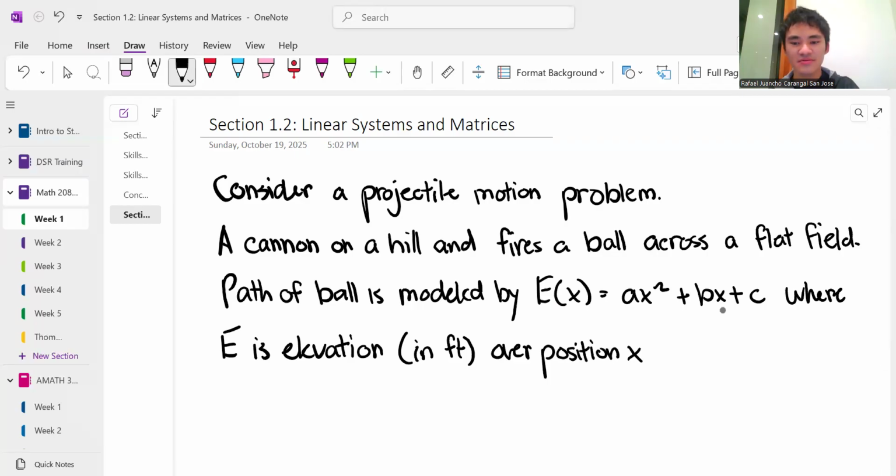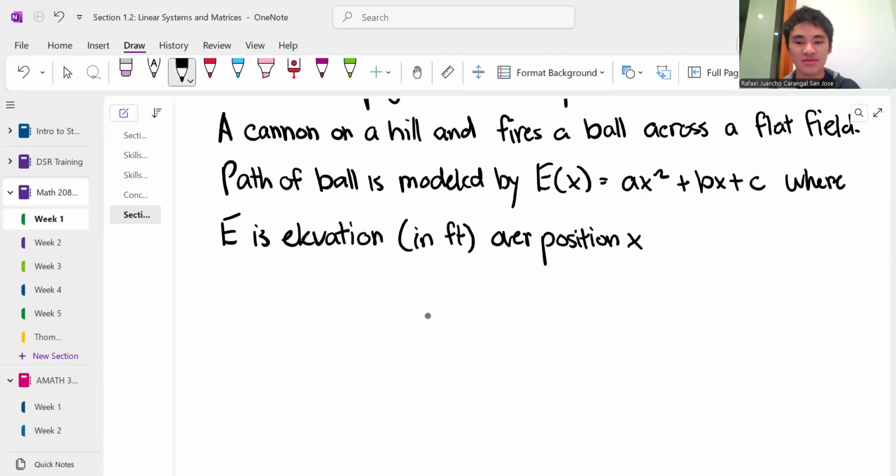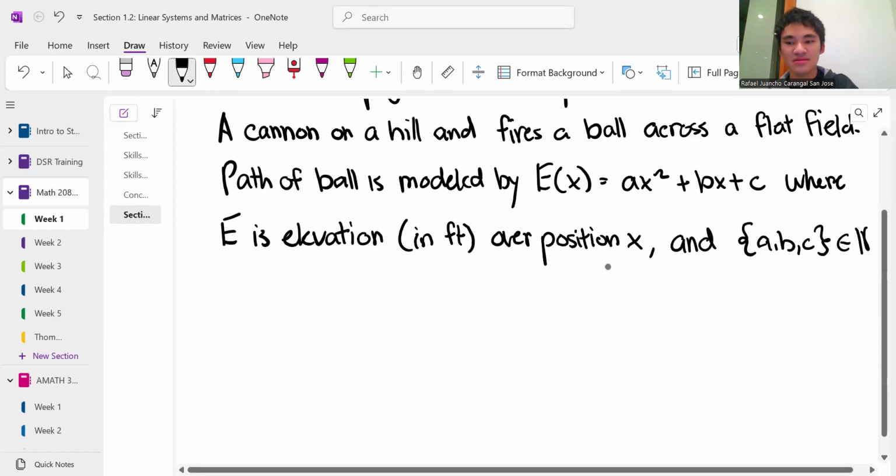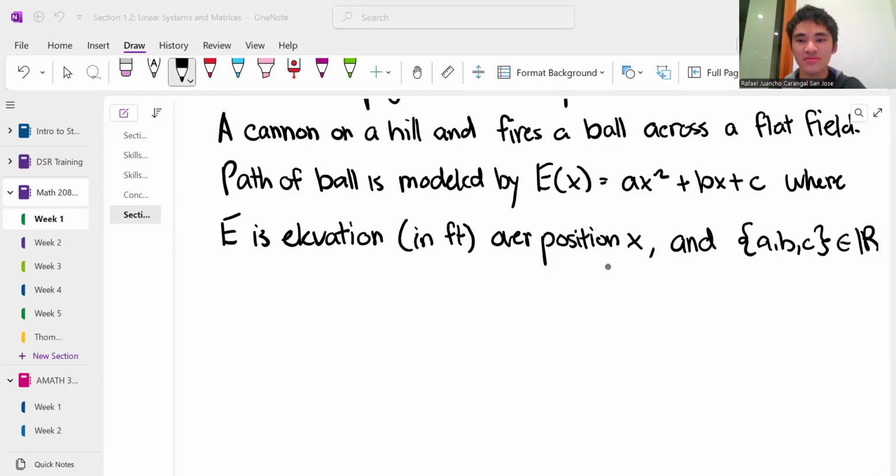So we plug in some x value, we get the elevation of the ball at that particular x value. Right. And we say a, b, c, or just write it like this. Set of these things are real numbers. Okay, what else can we say? So figure one shows the elevation of the ball at three separate places, since every point on its path is given by x, e of x. Data can be converted into three linear equations.